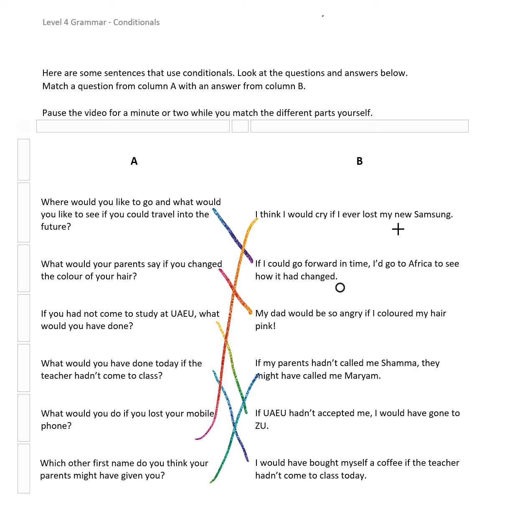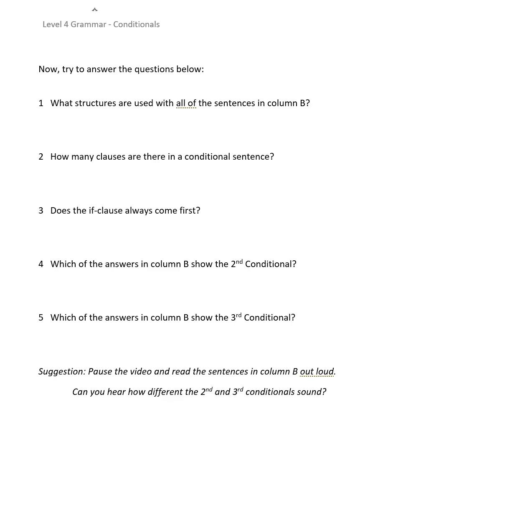So in column B, which of the answers show the second conditional? It's the first three. And which of the answers show the third conditional? That's the last three, of course. So what structures are used with all of the sentences in column B? They're all second and third conditionals.